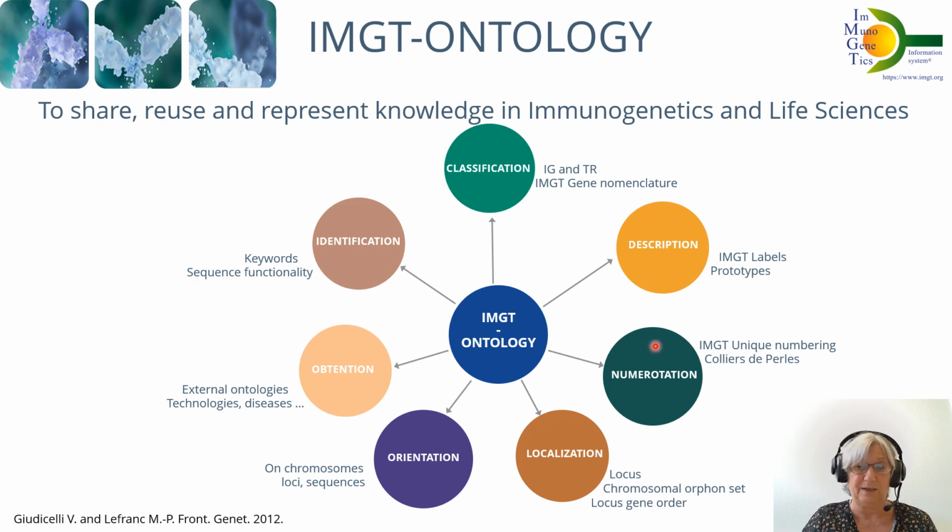The numerotation concepts are the rules for the IMGT unique numbering for variable and constant domains of immunoglobulin and T-cell receptors. The localization concepts correspond to terms that allow localizing a set of genes in the genome, and the orientation concepts are terms for the orientation of entities on chromosomes, loci, and sequences. You will find in the slides the corresponding links to the IMGT web resources which detail these concepts and standards.